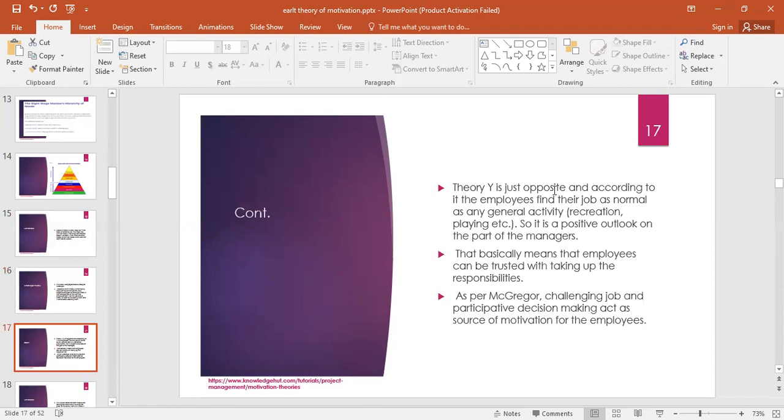Theory Y is just the opposite, and according to it, employees find their job as normal as any general activity like recreation and playing. So it is a positive outlook on the part of the managers. That basically means that employees can be trusted with taking up responsibilities. As per McGregor, challenging jobs and participative decision making act as a source of motivation for employees.